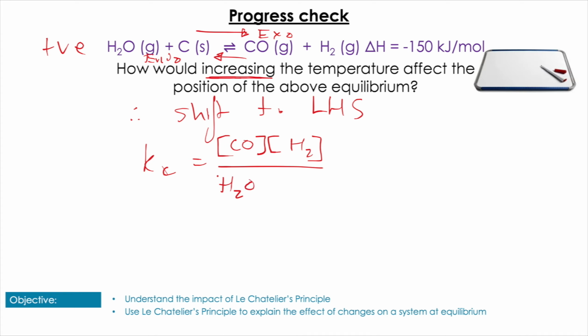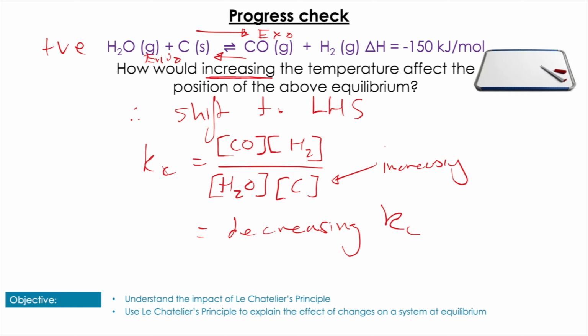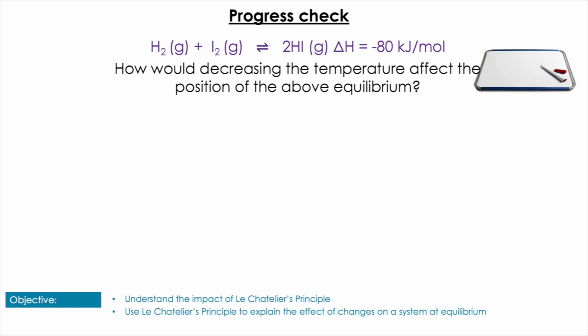If we have a look at our effect on Kc, write out our expression for Kc, and we can see a shift to the left-hand side is going to increase the denominator, which means we're going to decrease the overall value of Kc.